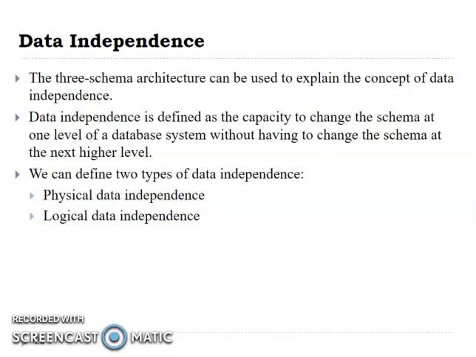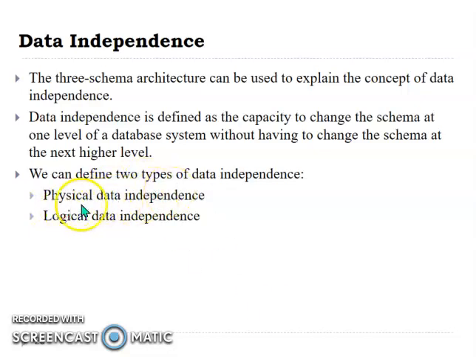That is the reason why we ask, what is data independence? The schema architecture can be used to explain the concept of data independence. It is defined as the capacity to change the schema at one level of a database system without having to change the schema at the next level. Whenever we modify the internal level, if there is no effect on the conceptual level, that's what we call data independence.